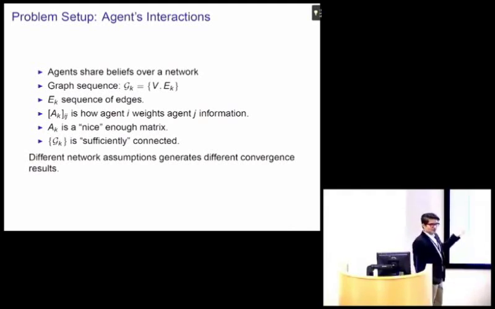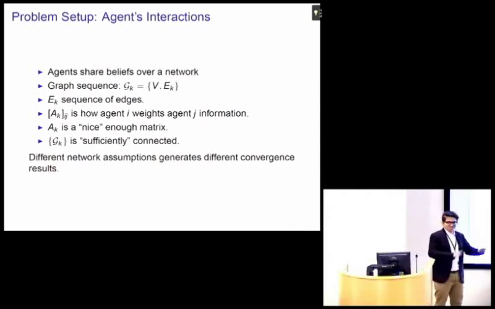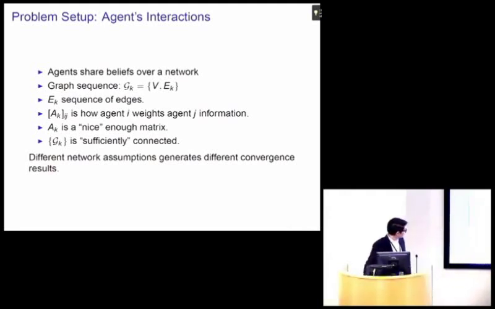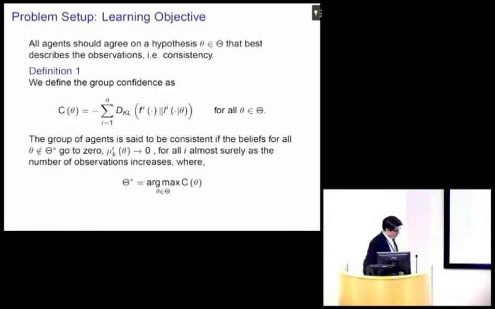Right? In order for a distributed system to make sense, you have to have some connectivity. If you don't have connectivity in a distributed sense, you don't have a distributed system, you just have a couple of nodes. And what we're going to study specifically is how the network structure affects different convergence results for these type of systems. So let's define what we are looking for in here.